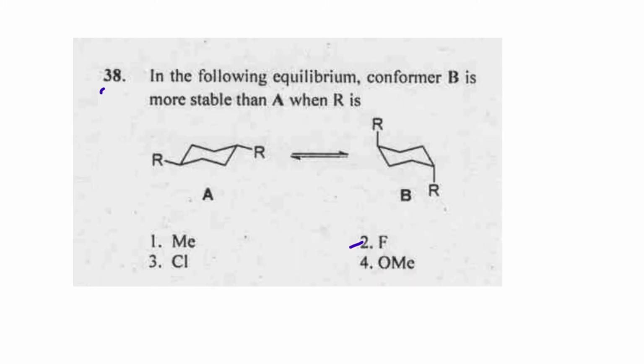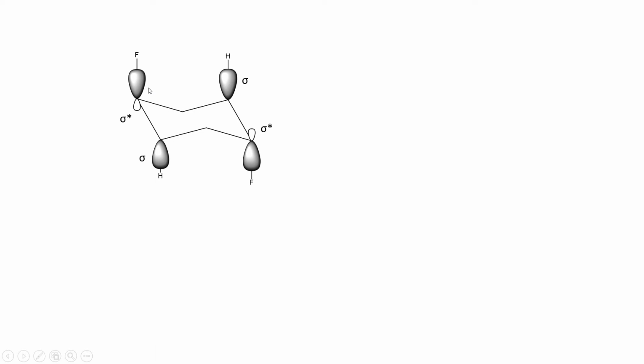Now you see that in this question it is asked: we know generally that the equatorial form is stable, but in which case will the axial form be stable? The answer will be fluorine. Now we see why. In the case of fluorine, it is a specific example, and you need to remember this, that in the case of fluorine, this sigma star and this sigma of the CH bond will interact between themselves, and this structure will be stable. And I have already said this is a specific example, and you need to remember it.